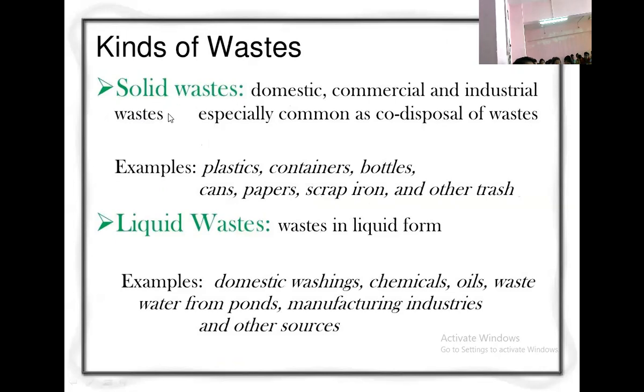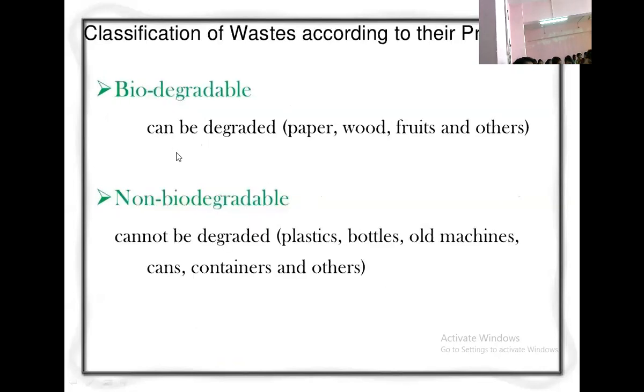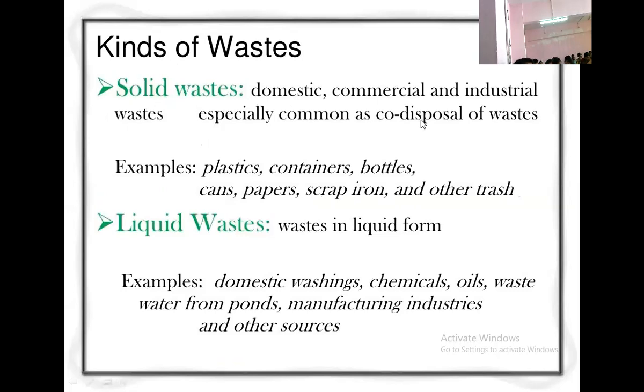You have seen the kinds of waste: solid waste, liquid waste. Solid waste are the waste which include the domestic, commercial, and industrial waste, especially common as co-disposal of waste. So what happens in solid waste? Plastic material, containers, plastic bottles, cans, papers, scrap iron material, or other trash material that is included in the solid waste.